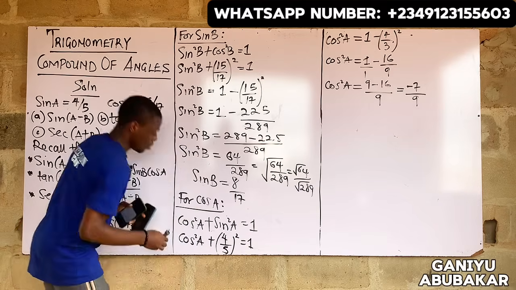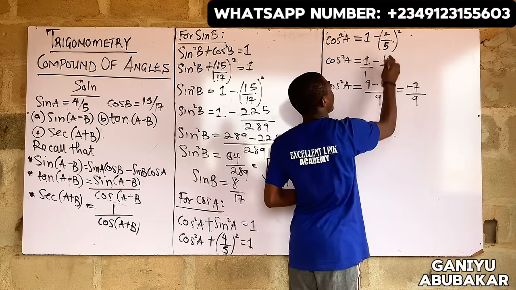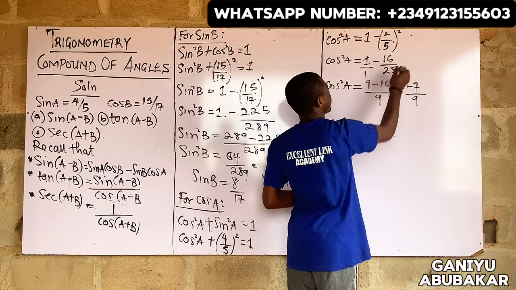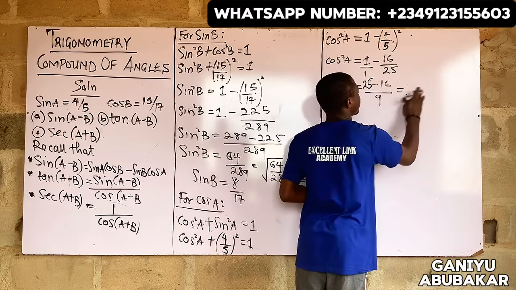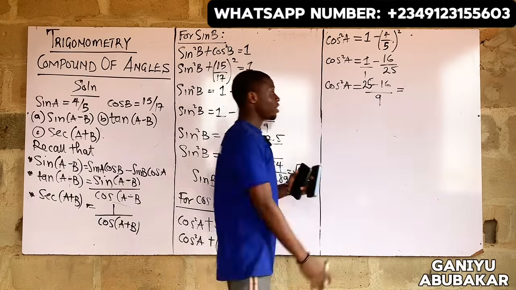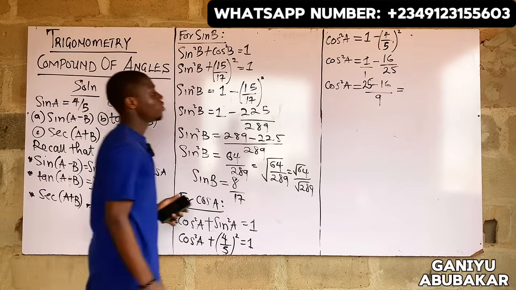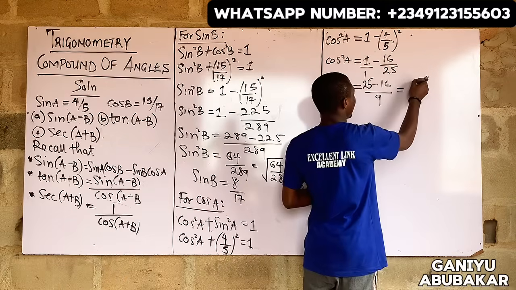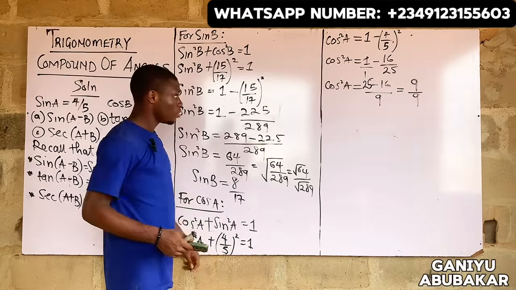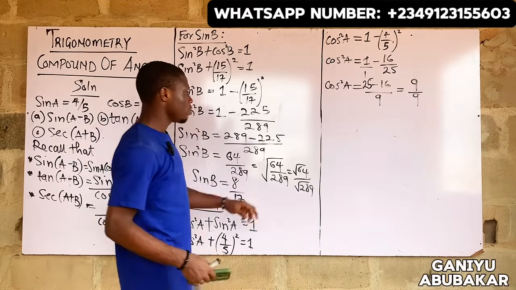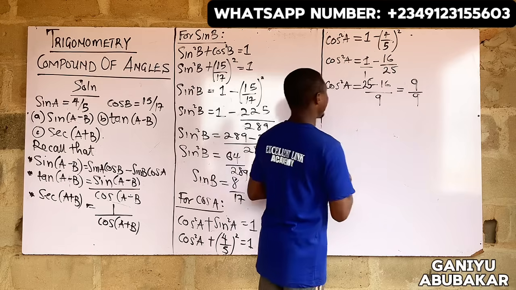So I'll have 5 here, that becomes 25, right? So I'll have 25 here. So what will I have with this? 25 minus 16 is what? 9, abi? All over 25. Are you sure? So 9 divided by 9 is what?